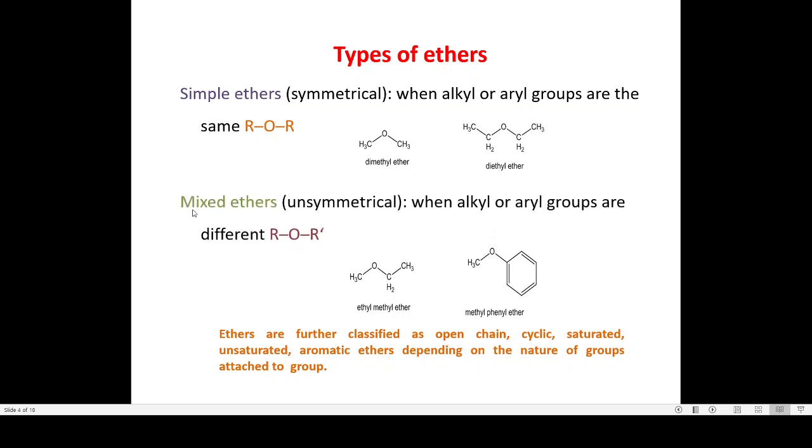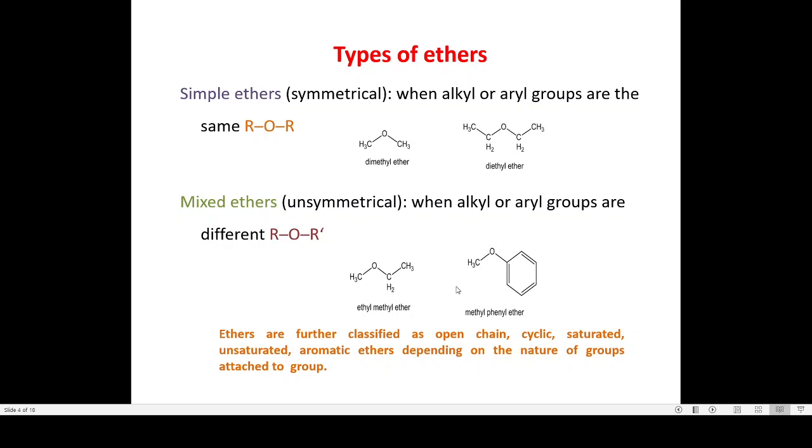Next class is the mixed ether, and it is also called unsymmetrical ether, when the alkyl or the aryl groups are different, and here we represent them as ROR'. For example, in the ethyl methyl ether, we have a methyl group on one side and an ethyl group on the other side. So it is a mixed or an unsymmetrical ether.